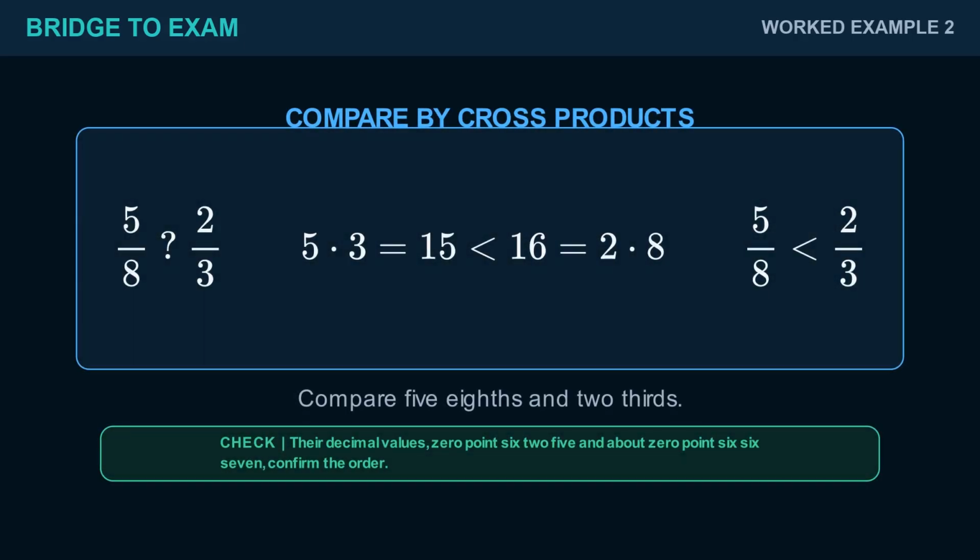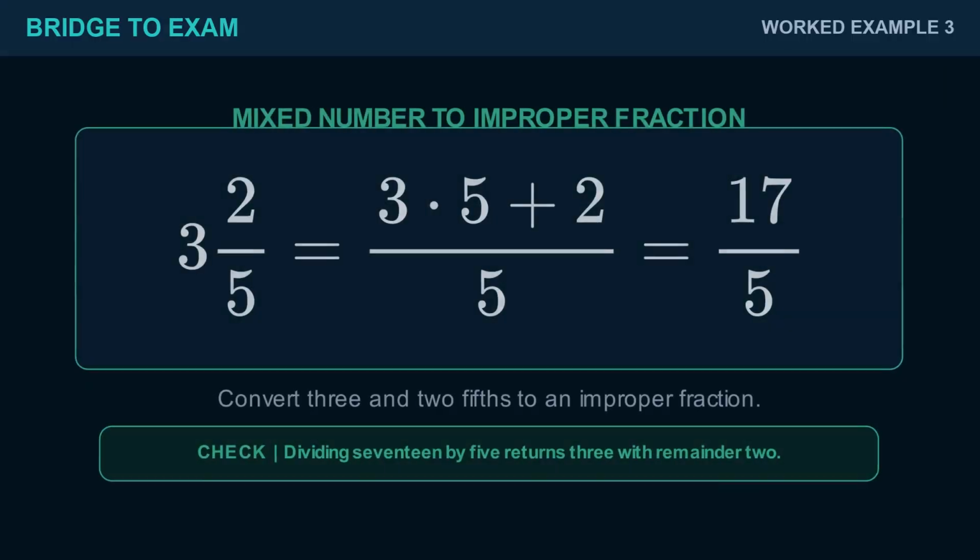Worked example 2. Compare 5/8 and 2/3. Cross multiply. 5 times 3 is 15, while 2 times 8 is 16. Because 15 is smaller, 5/8 is less than 2/3. Check. Their decimal values, 0.625 and about 0.667, confirm the order.